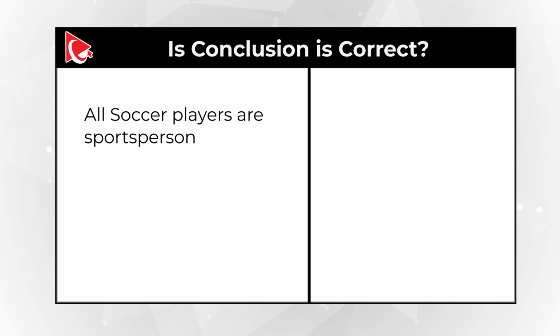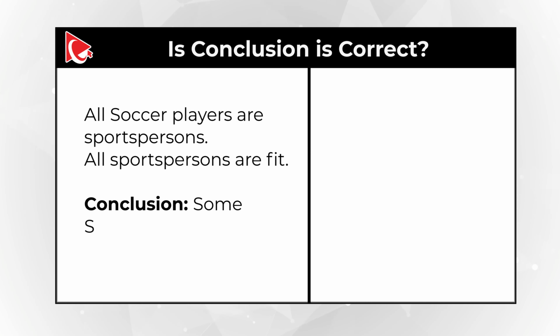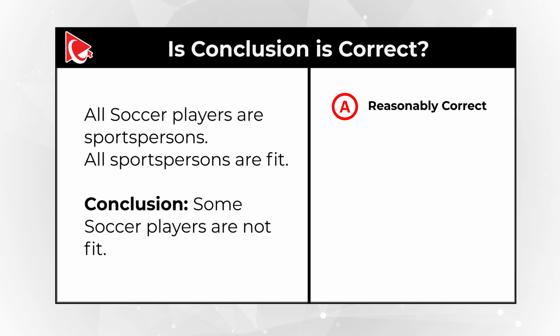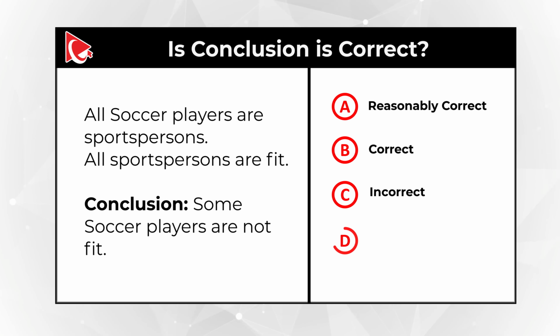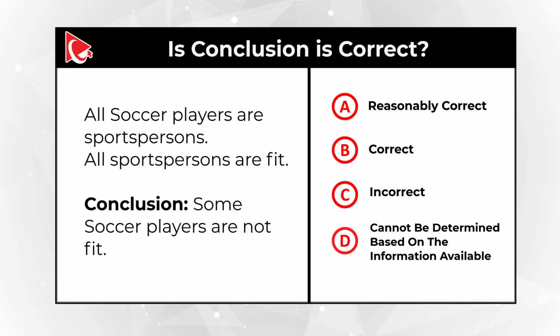You have 4 different choices to determine if the conclusion is accurate. Choice A, it's reasonably correct. Choice B, it is correct. Choice C, it's incorrect. And choice D, cannot be determined based on the information available. Do you think you know the answer?